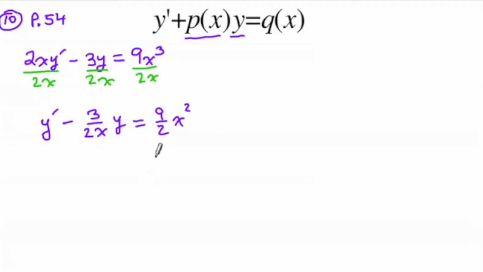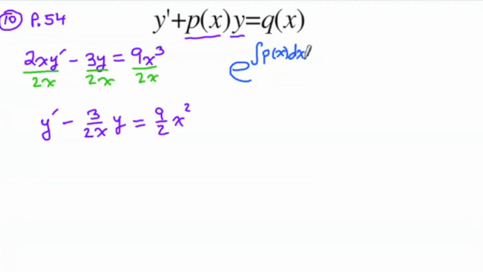All right. So now the technique says, well, we need to take this p of x and create an integrating factor out of it. And to create an integrating factor, it's going to be e raised to the integral of p of x, whatever p of x is there.